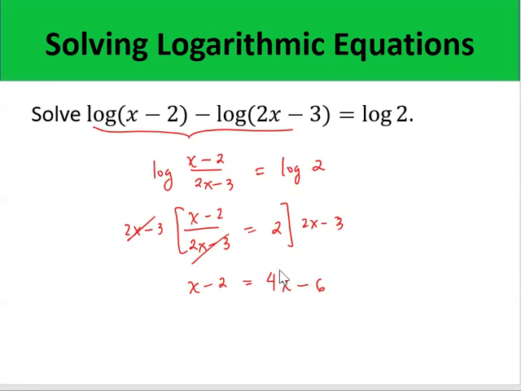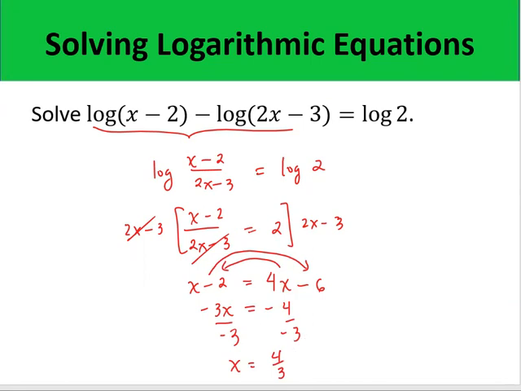And then solving for x, we transpose 4x to the left side, so we get negative 3x. And then transposing negative 2 to the right side, so we get negative 4. Dividing both sides by negative 3, we get x is equal to positive 4 over 3.